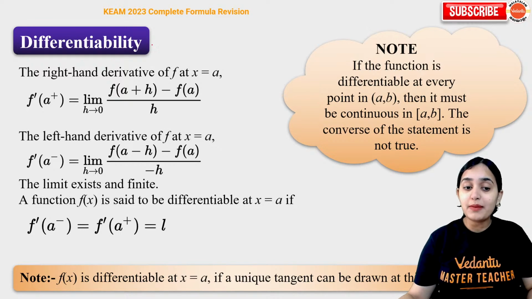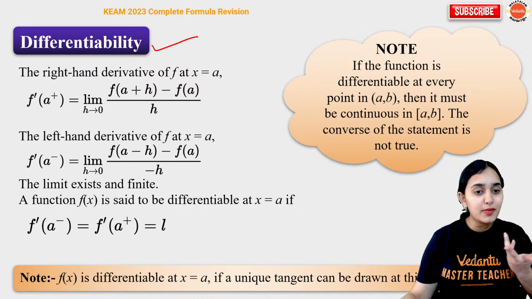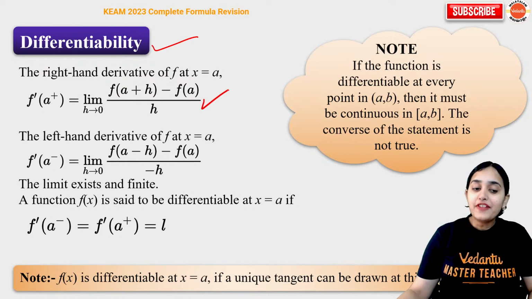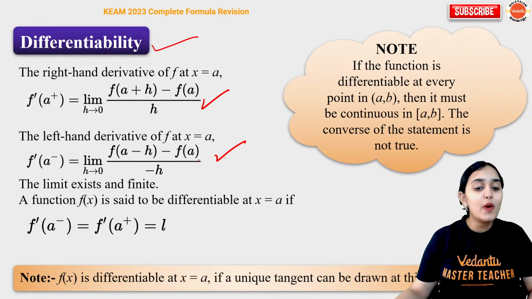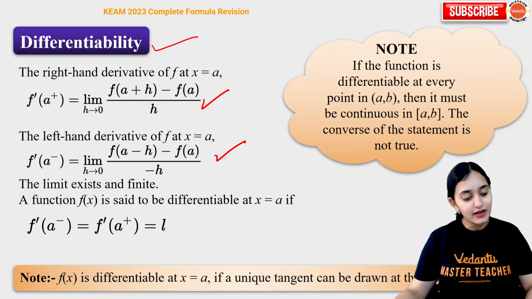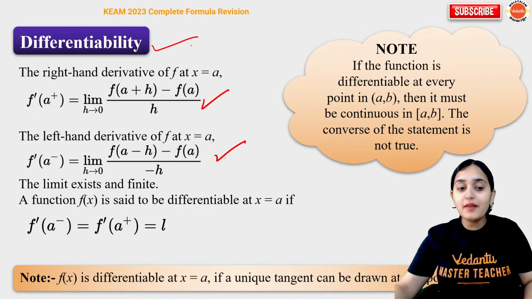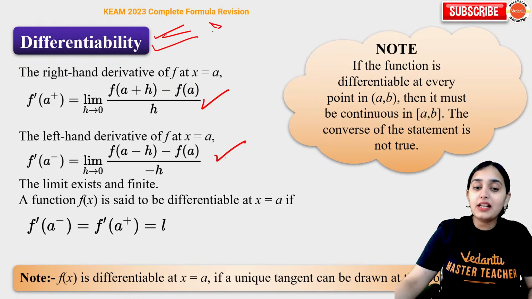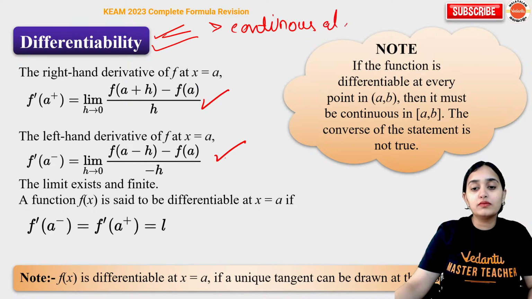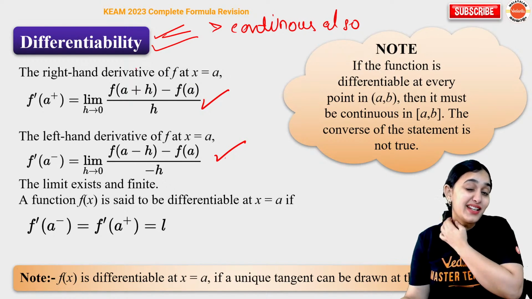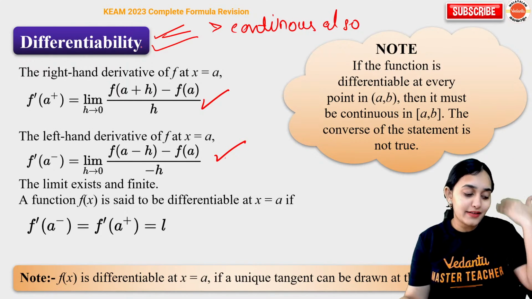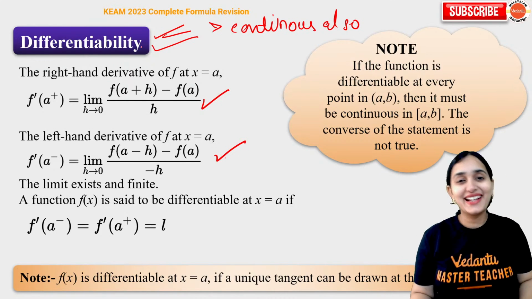Next is differentiability. How to check whether it is differentiable or not? The left hand derivative and the right hand derivative should be equal. Then we say that it is differentiable. Please remember, if it is differentiable, it is continuous also. But if it is continuous, it is not necessary that it is differentiable. Okay. Think why.